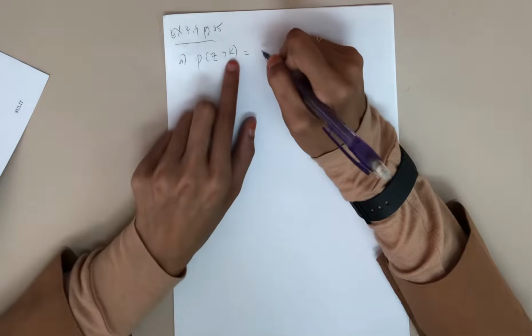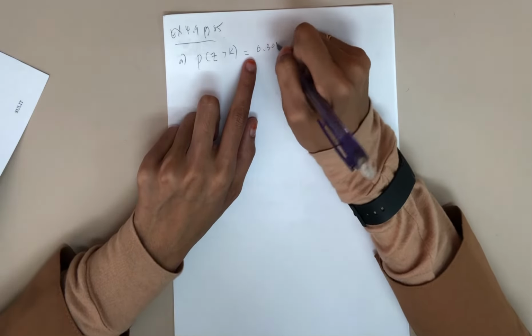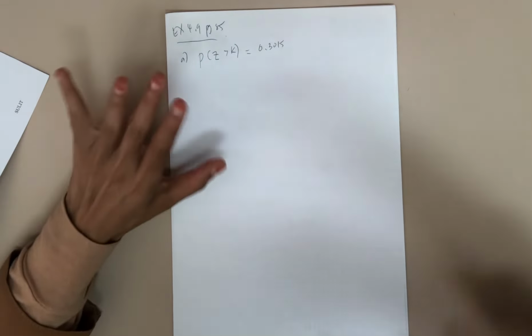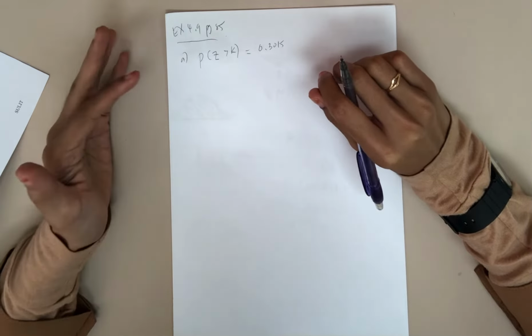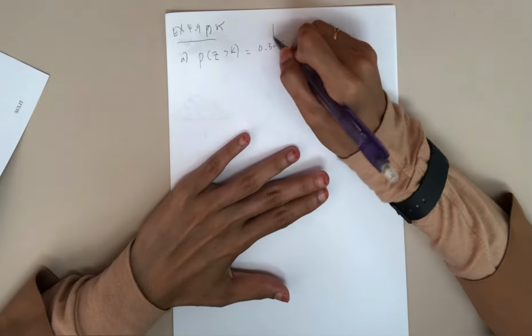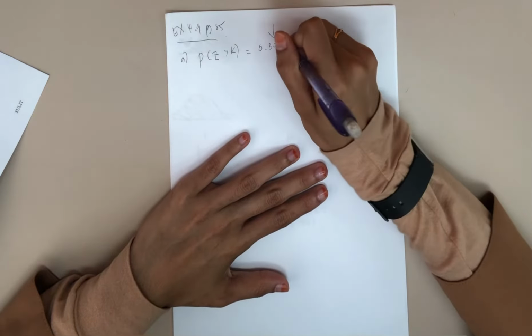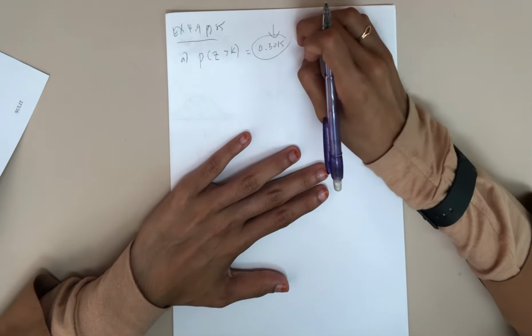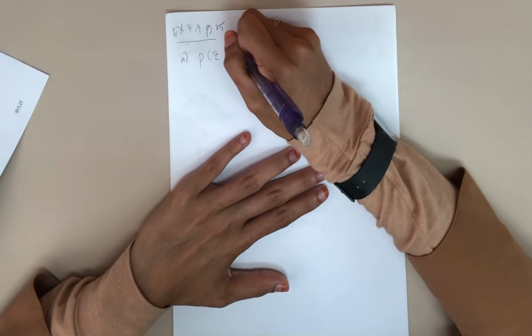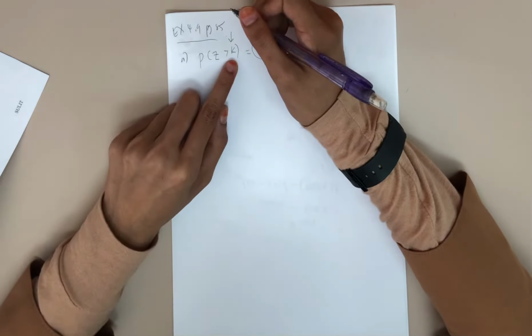And the answer is 0.3015. Okay, class, so this example is different compared to the previous example. The previous example kita nak cari yang ni. Okay, for the previous example we want to find the probability. But for this example, it gives you the probability. What we do is we need to find the Z value.